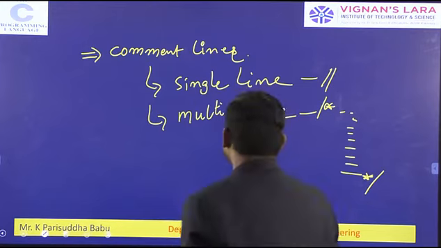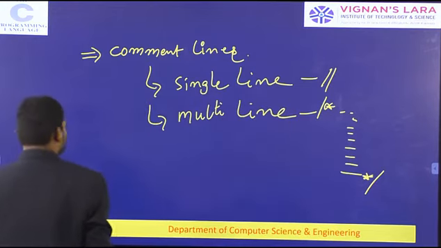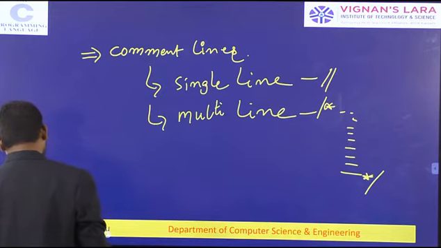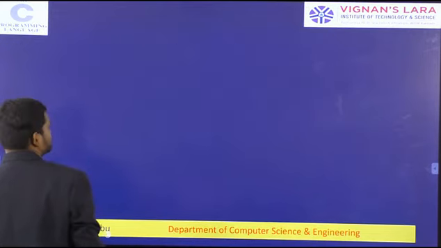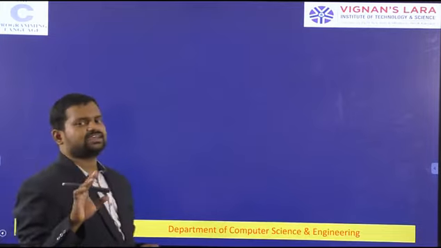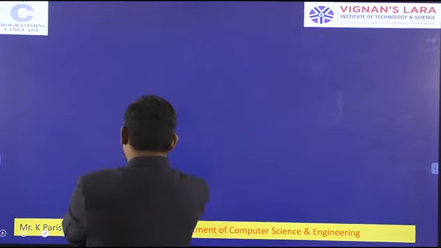Okay. So see this example for writing comment lines and also writing different instructions for a program. Write a C program that prints hello world, using the structure of the C program.